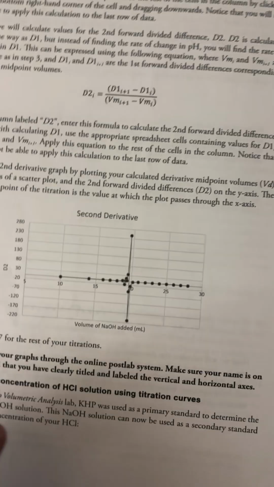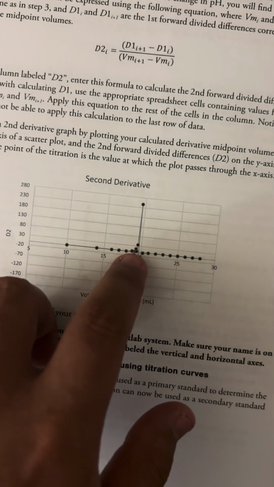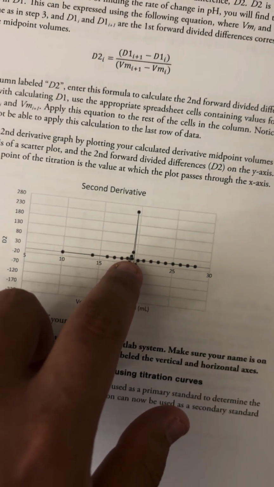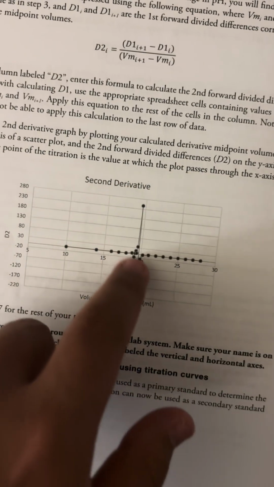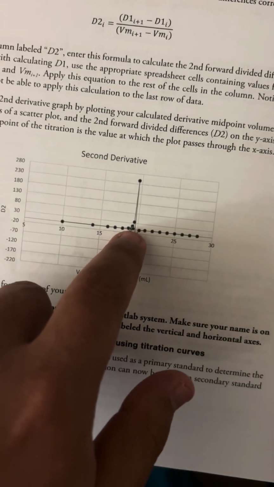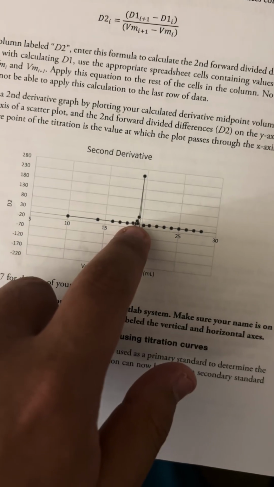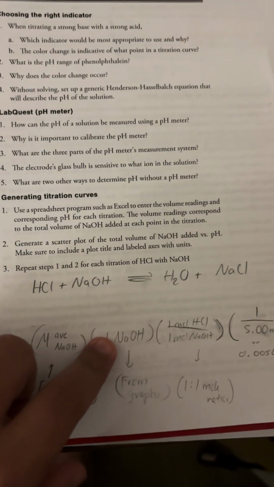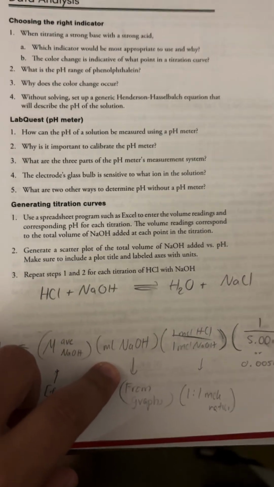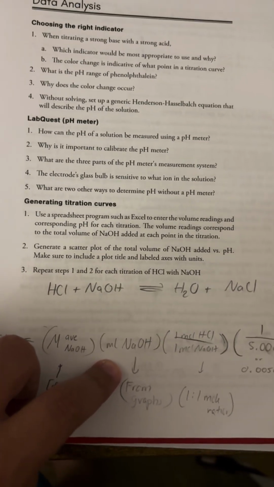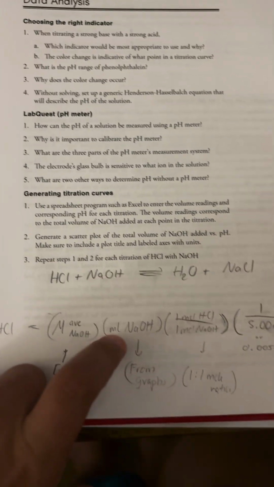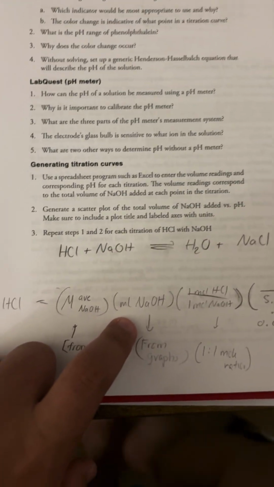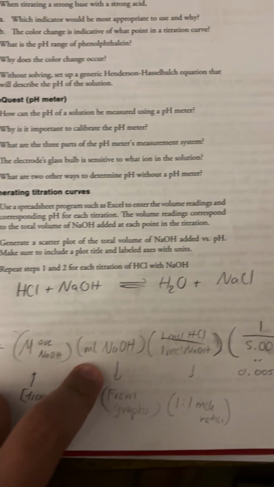And similarly for the second derivative, you want to look at during what volume does the peak go up and down? What is the point in between those two peaks? And so to get this value here, you need to estimate what that volume is that you dispensed, and you have to use all 3 graphs to do that. So do keep that in mind.